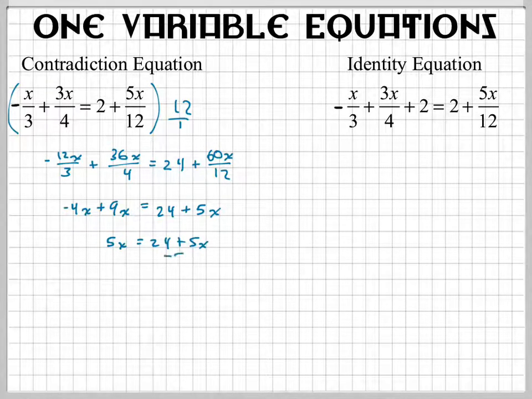And then I subtract 5x from both sides, and then you all gasp. You go, "Urgh." Why? Because our x's went away, and we have an untrue statement. 0 does not equal 24, therefore we have a contradiction. This is no solution.